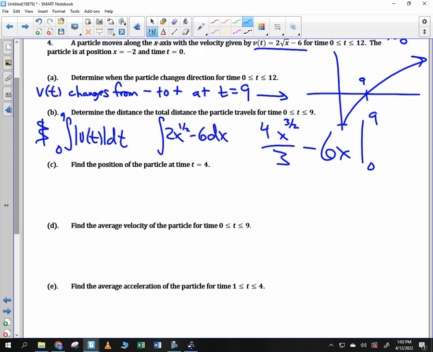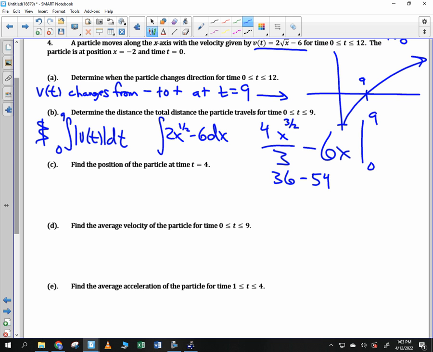So we don't have a calculator. What is 9 to the 3/2? What's the square root of 9? Cubed? 27. Divide by 3? Times 4? So we get 36 minus 54. What's 36 minus 54? Negative 18. So negative 18.